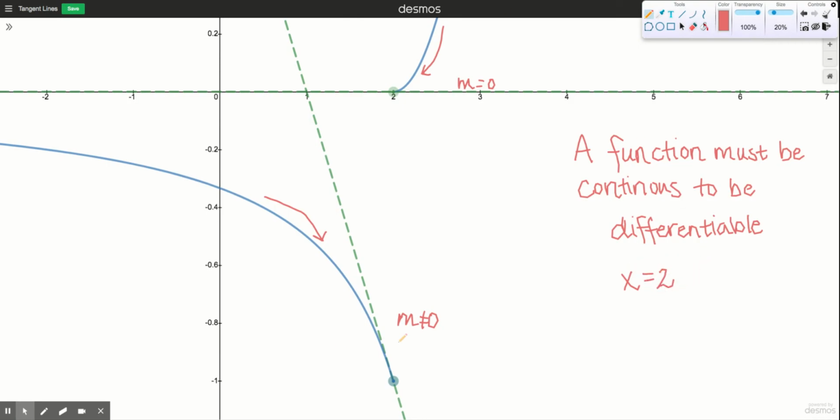That doesn't mean it's not differentiable everywhere else. But in order to be differentiable, it must be continuous. Just because it's continuous doesn't mean it's differentiable, but if it's differentiable, then it must have been continuous at that point.